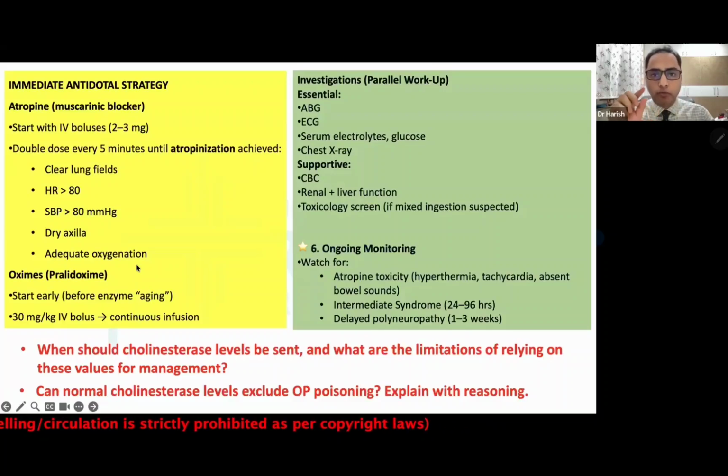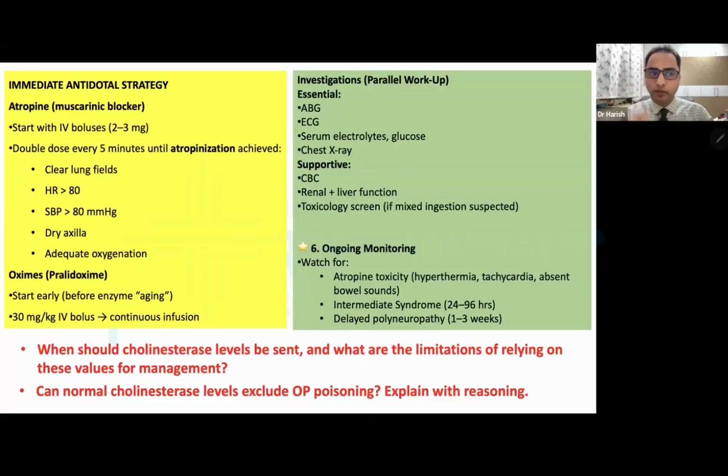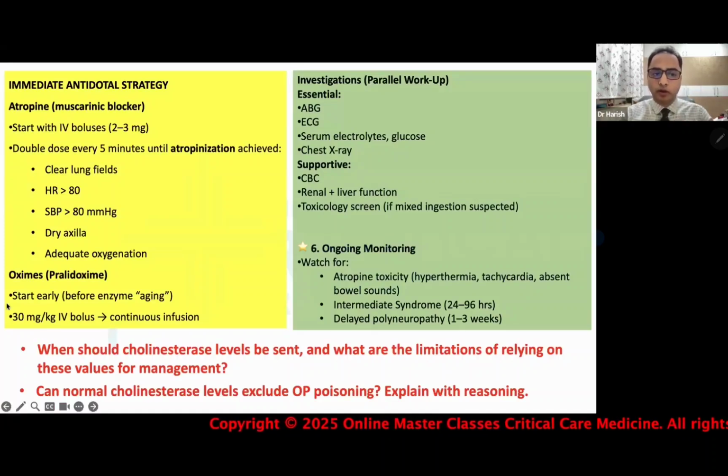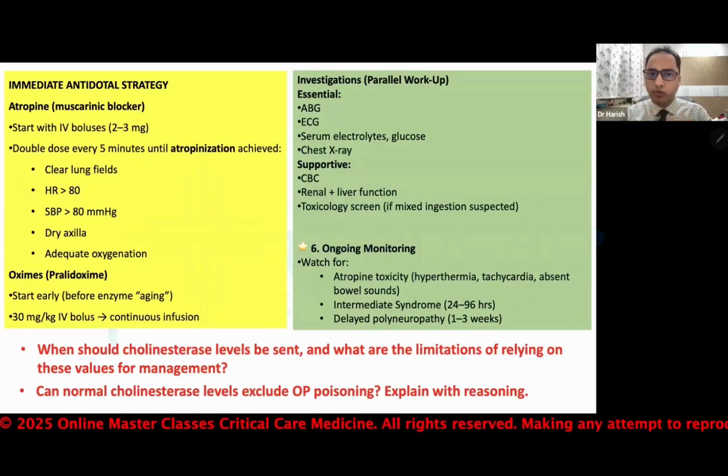So remember, pupil dilatation, heart rate and systolic blood pressure are not standalone criteria to tell adequate atropinization. There should be clear lung fields. Bronchial secretions should be dried up. Axilla should be dry. This is very, very important. Oximes: start early, before enzyme aging. Give a dosage of 30 milligram per kg IV bolus, followed by a continuous infusion, in parallel. But we have specific indications for where oxime is to be given and where not to be given. We'll discuss later.